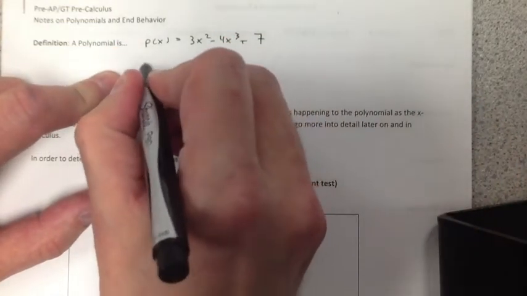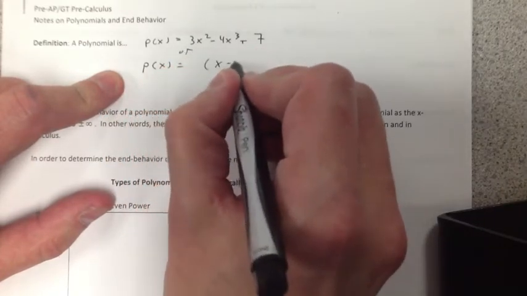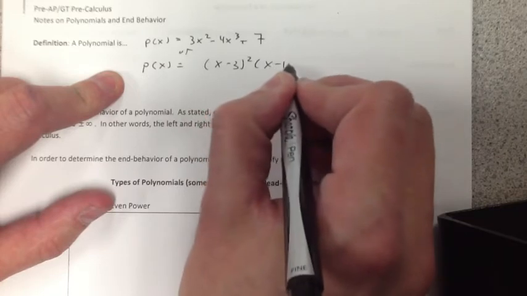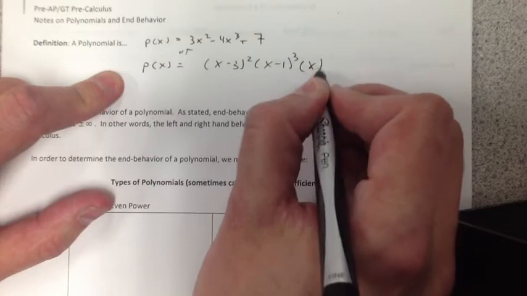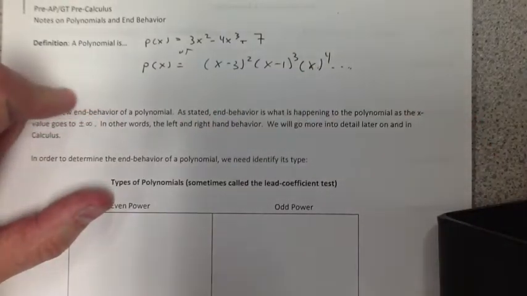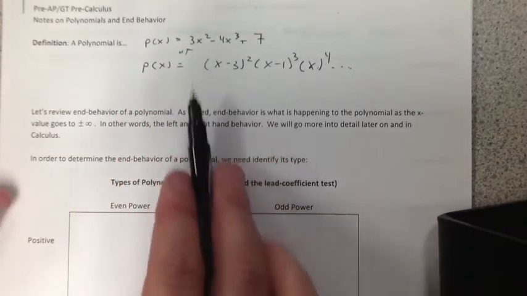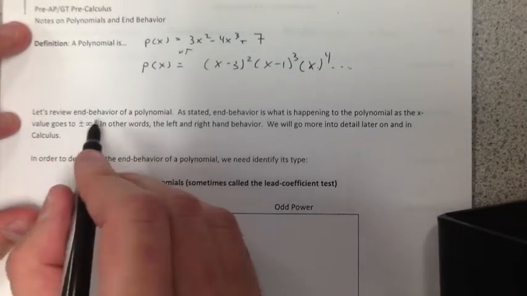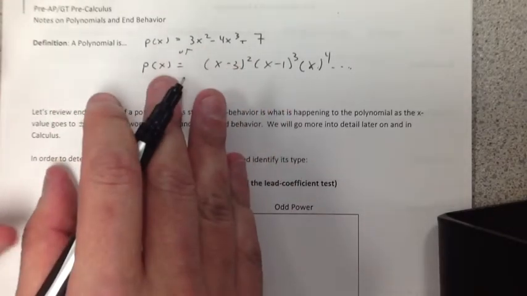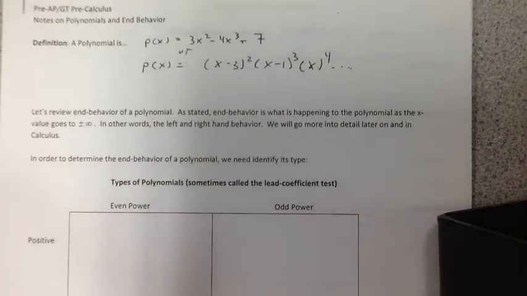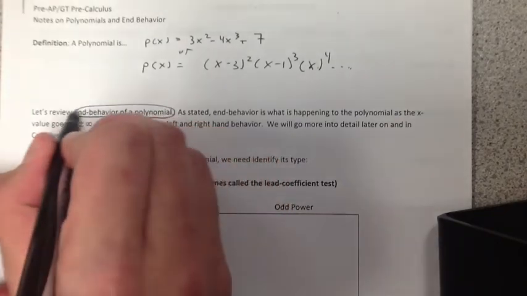Now, a lot of times what we do with polynomials is we can factor them. So I might have an example like (x minus 3) squared times (x plus or minus 1) cubed plus x to the fourth, and more. So we have two different ways we can look at factors: their normal form or their factored form. Both can be sketched and drawn using a simple set of steps, which we're going to be talking about over the next few days. But first, let's review end behavior of a polynomial.